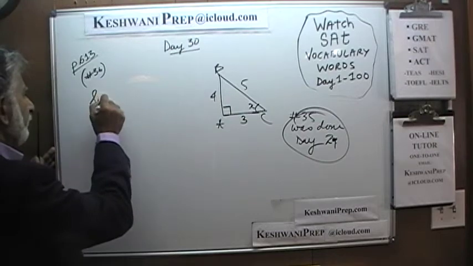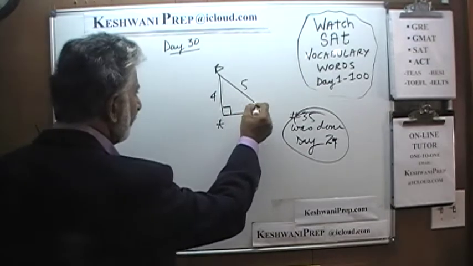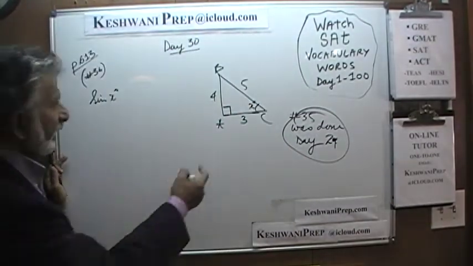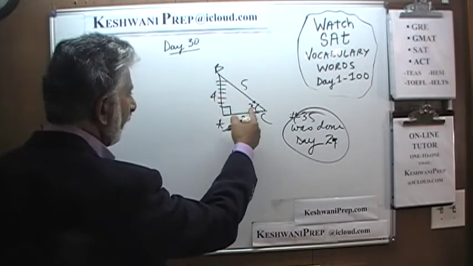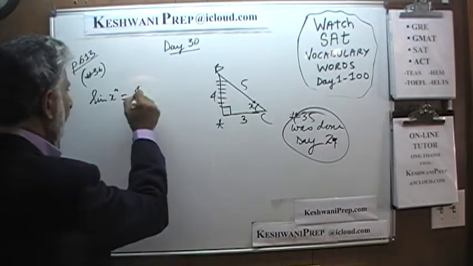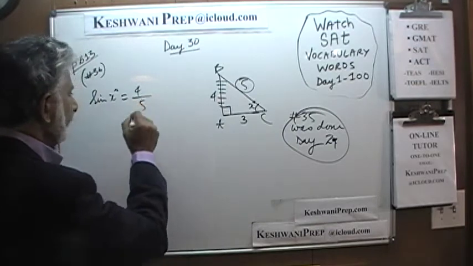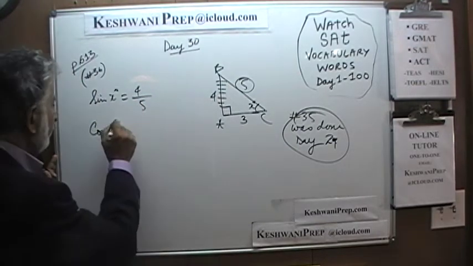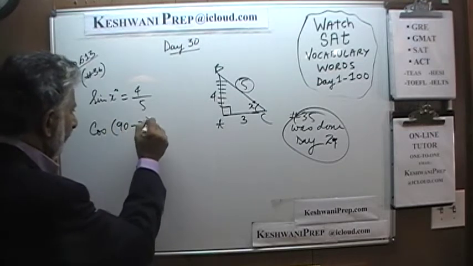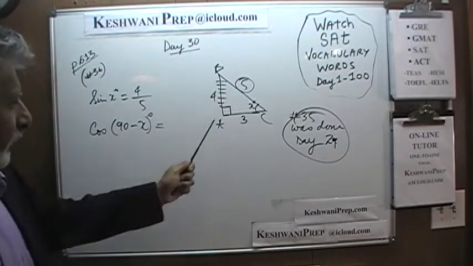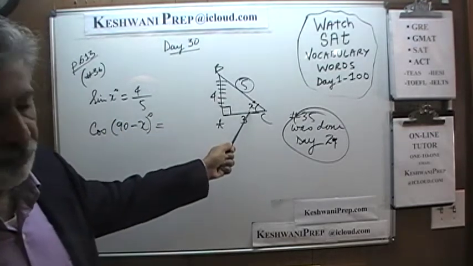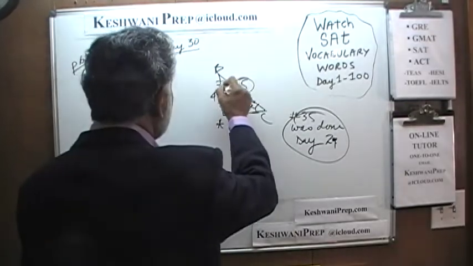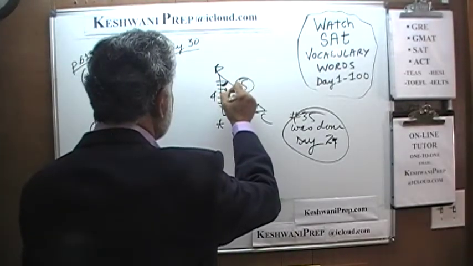How much is sine of x degrees? This is x degrees here. What is the sine of it? Well, sine is opposite. Opposite of this thing is this one. It's opposite over the hypotenuse. What if somebody were to ask us what is the cosine of 90 minus x degrees? Well, if this is 90 degrees and this is x degrees, then this angle, angle B, has to be 90 minus x degrees.